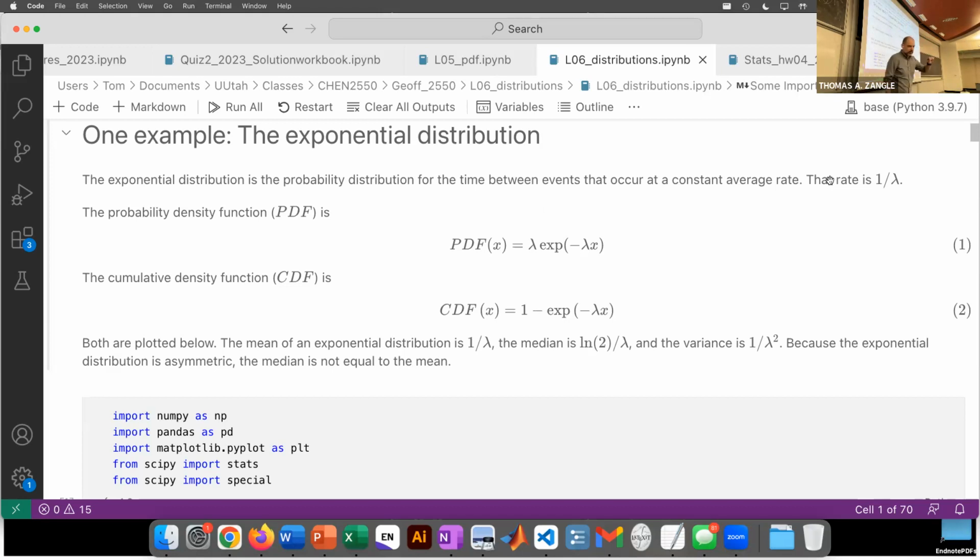So for such a process, where again our random variable x is the time between events that are occurring, the PDF is defined as lambda times the exponential of minus lambda x. The integral of this gives us the CDF, and the CDF is just 1 minus the exponential of minus lambda x. So the probability density function and cumulative distribution function are shown here.